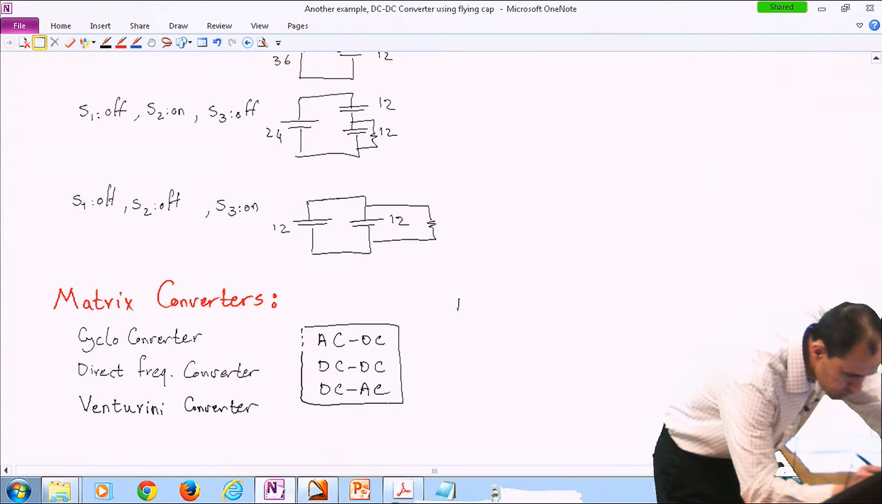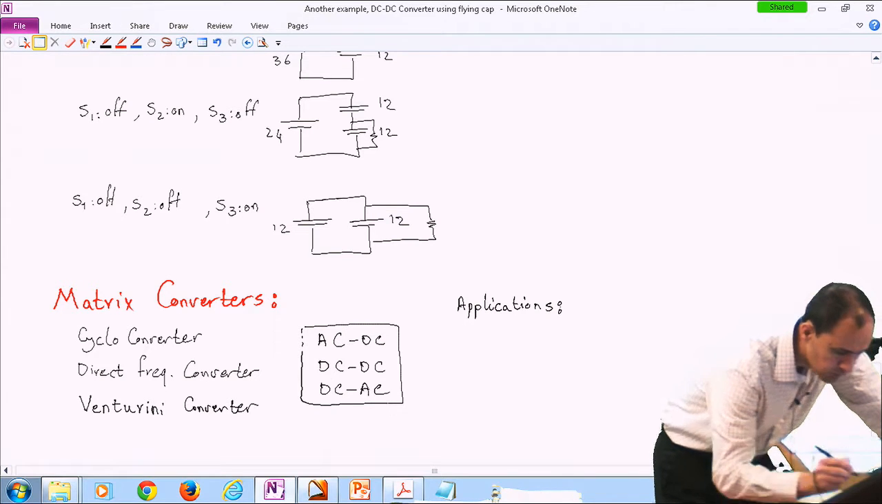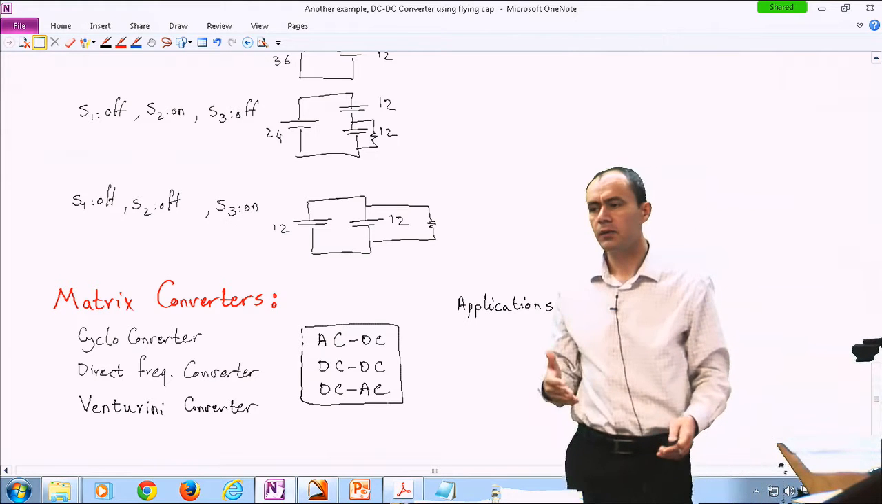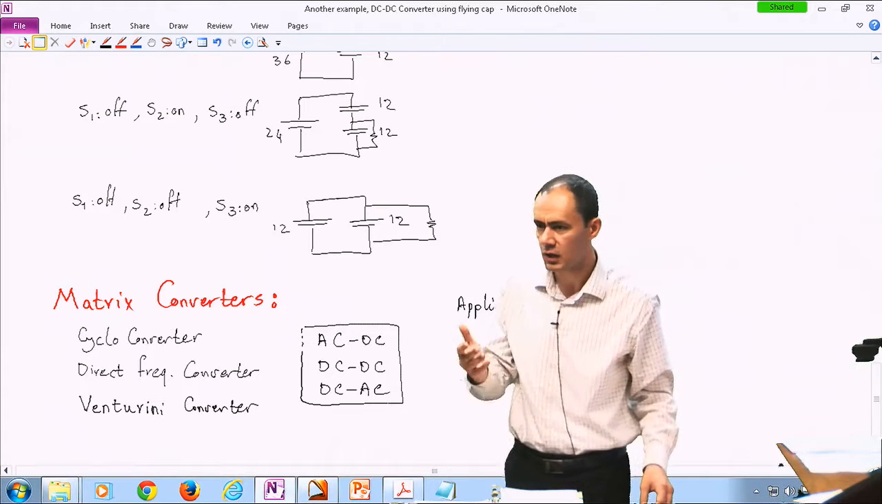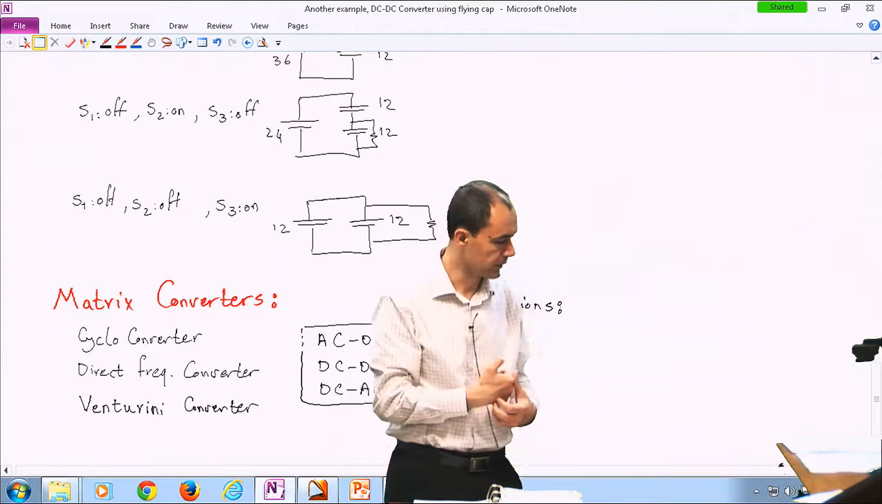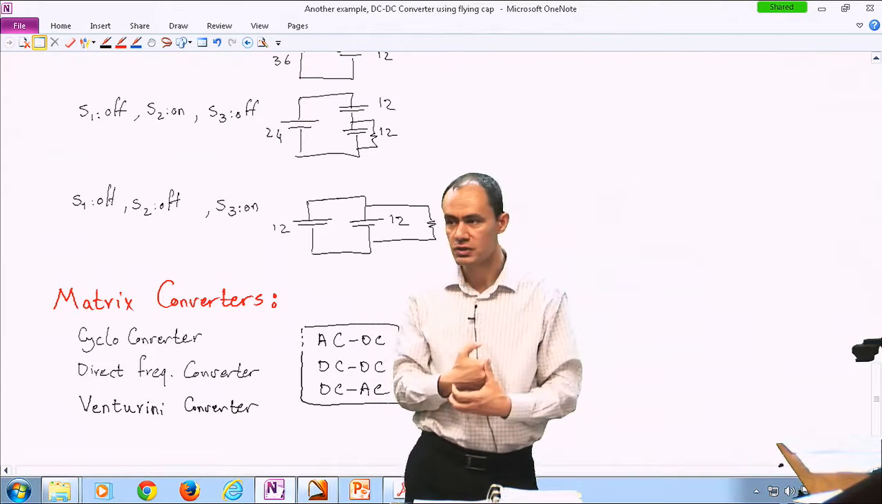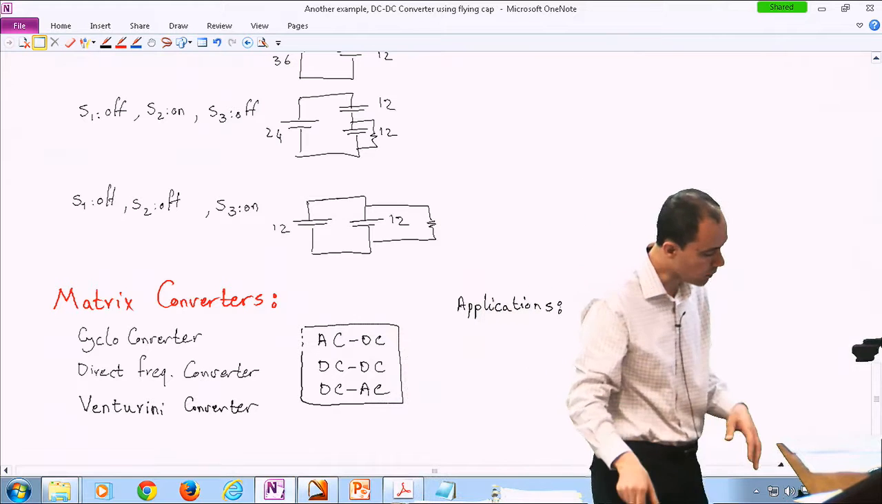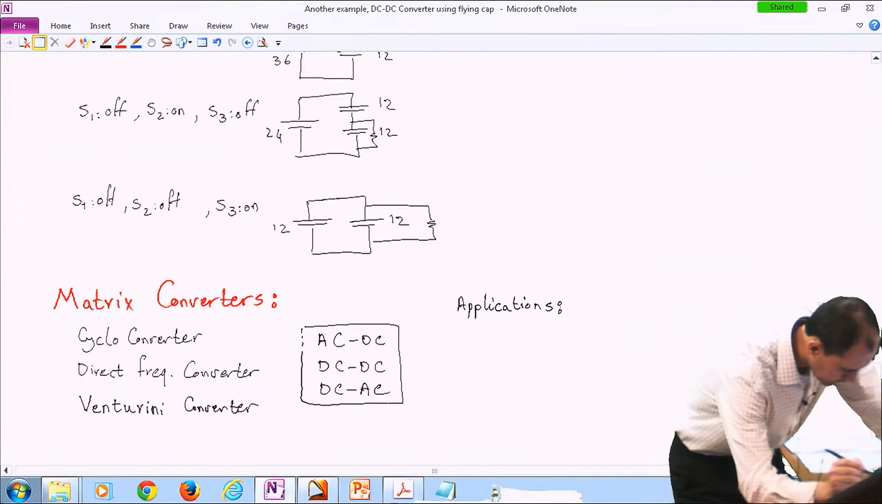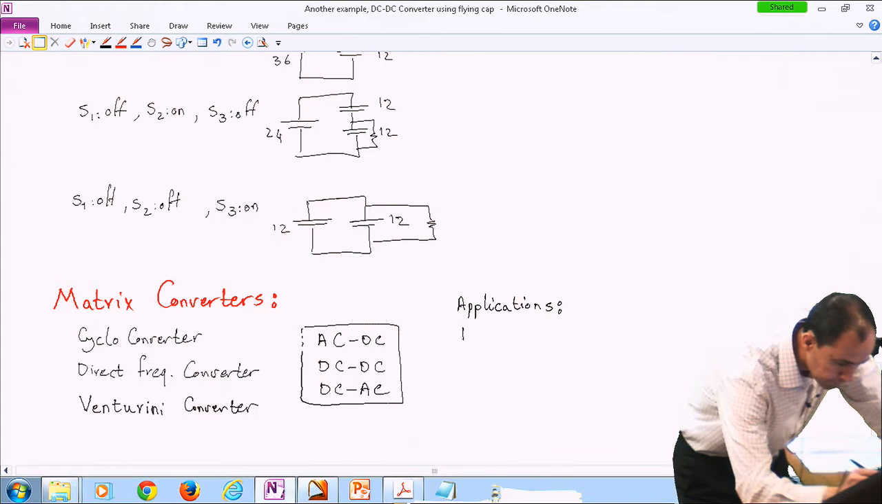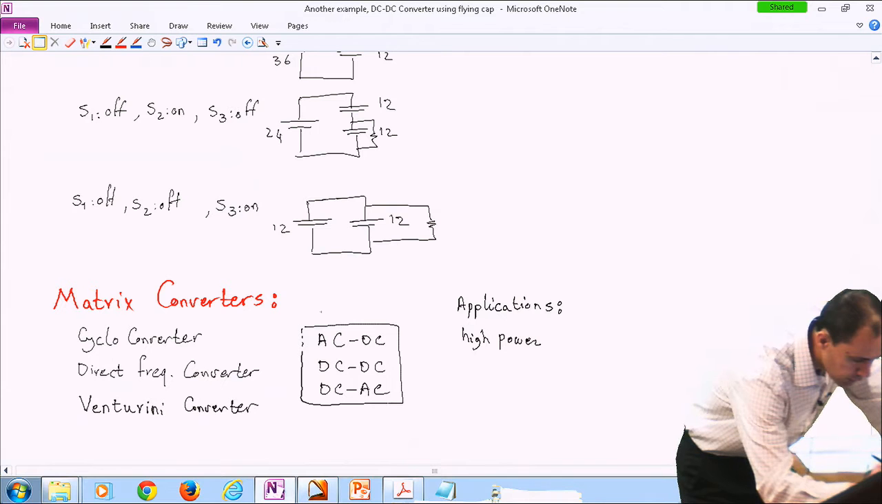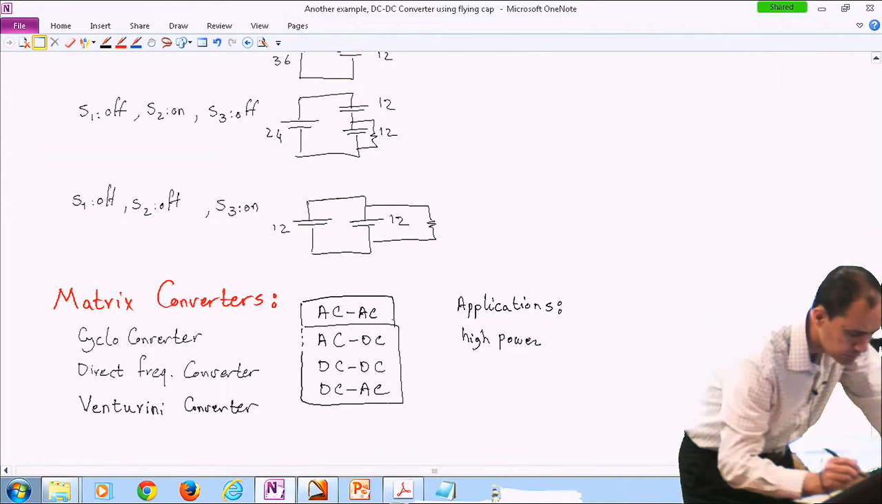What are the applications? Usually we use them in high power applications. That's why we usually don't see them, because high power means multi-megawatts of power. The reason is they have so many switches in them, so they may not be very cost effective in low power applications. Okay, and by the way, I forgot to write direct AC to AC here too.